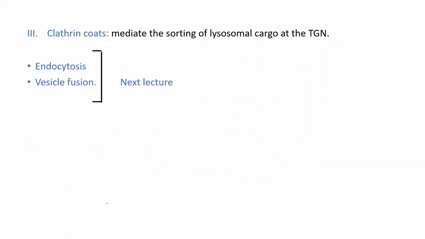There is a third type of coat protein which is called clathrin. It assists in the delivery of proteins from the trans-Golgi network to lysosomes. We are going to study about this coat protein in the next lecture, where we will be talking about endocytosis and vesicle fusion. So this was all for today's lecture. The next lecture will be all about vesicle fusion, intracellular vesicular transport, endocytosis, exocytosis and so on.